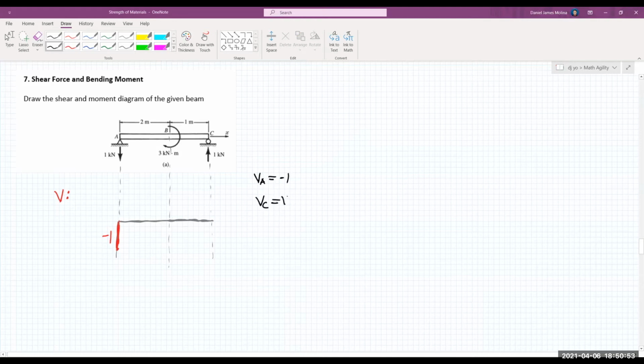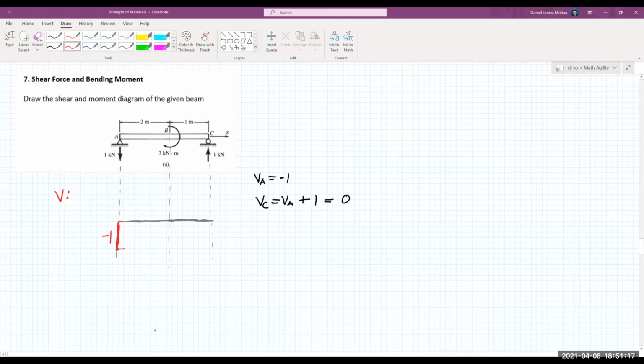This is actually the shear at A, plus, since we have a 1 kilonewton load at point C, we have plus 1 since it's going upwards. So that is equal to negative 1 plus 1. So we have 0 kilonewtons. Okay? So it will look like this.